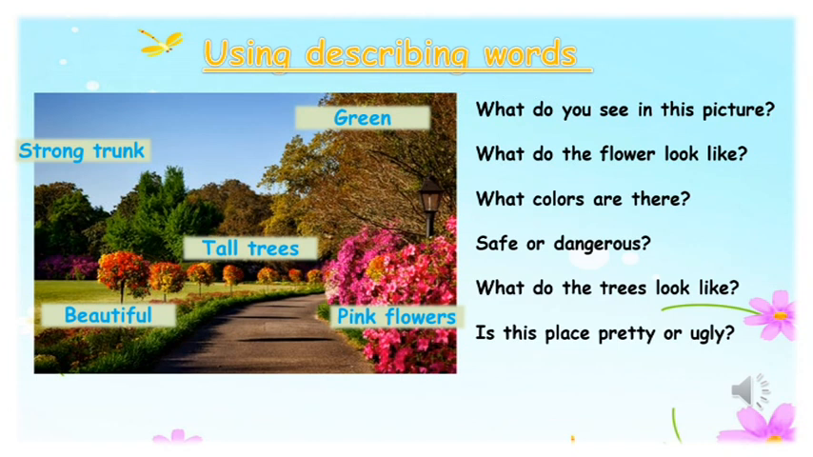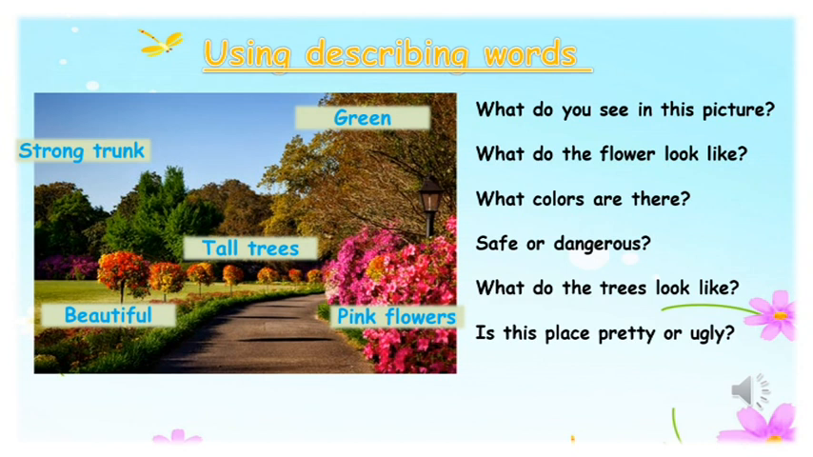So students, let's see what words we could have come up with. I saw that trees have strong trunks, and I also saw that this picture was very pretty. The whole garden is very beautiful. I see a lot of greenery. There are other colors as well, but I think green stands out the most. Maybe some of you saw green as well. I see a tall tree, so I'm describing the size of the tree, and I also see pink flowers.